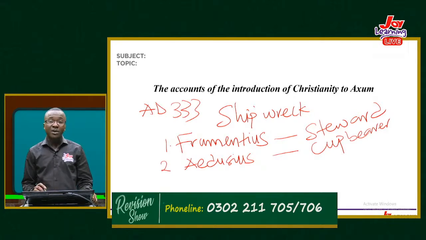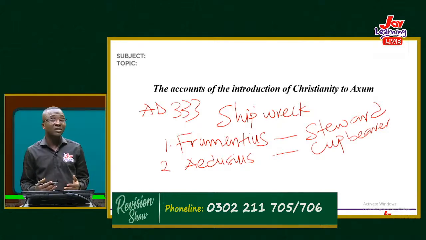Frumentius was made a steward and Odysseus a cupbearer. And so I've already said that Frumentius took advantage of the position he was given to build churches for the Roman merchants. Now, over time, we are told that the king of Axum died and the successor, who was younger and so could not take over the reins of the throne, the queen invited Frumentius and the brother to serve as regent or co-regent with her.